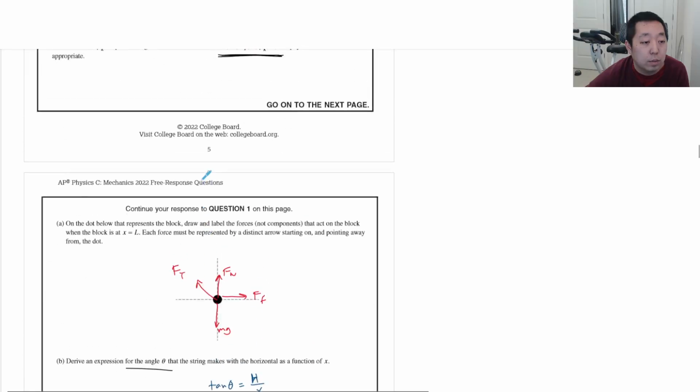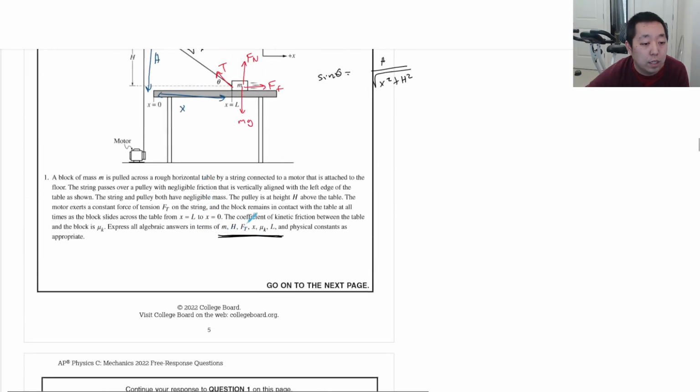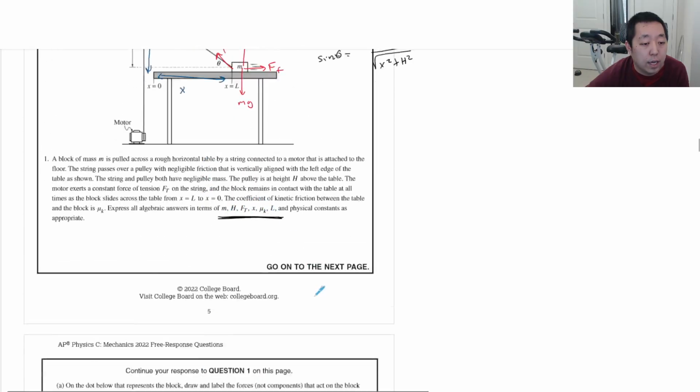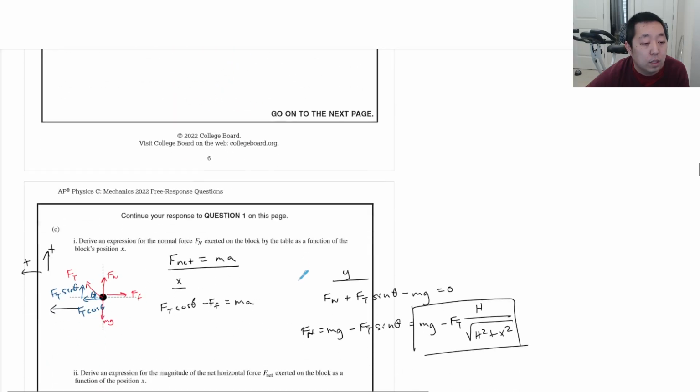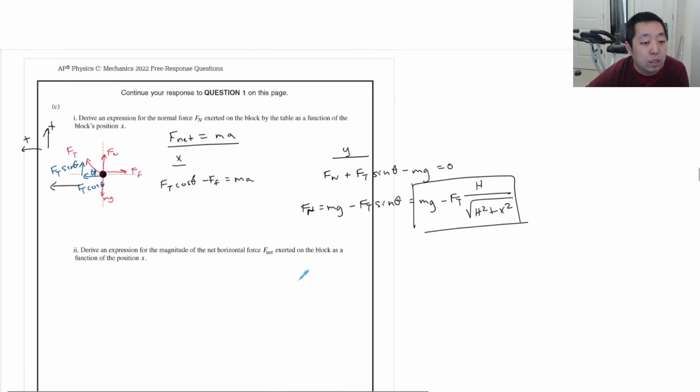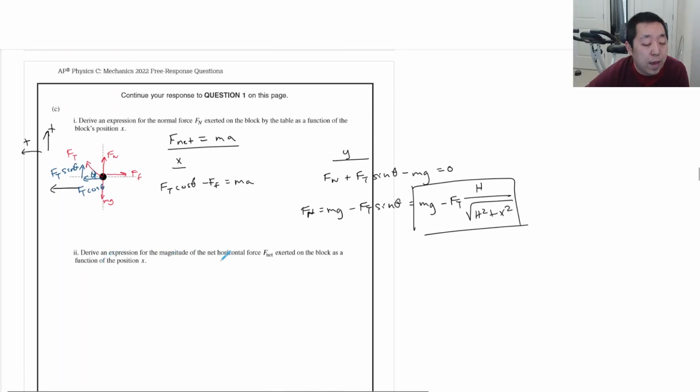I'm allowed to use all of those variables, I'm pretty sure. I can use m, I can use g, I can use Ft, I can use x, yeah, and that's fine. And I can use L technically if I wanted to. Okay, awesome. So derive an expression for the magnitude of the net horizontal force exerted on the block as a function of position x. Oh yeah, when they said function of x, they definitely wanted x in there.